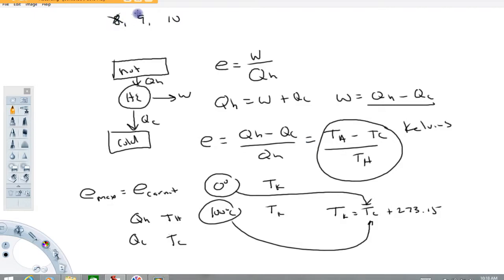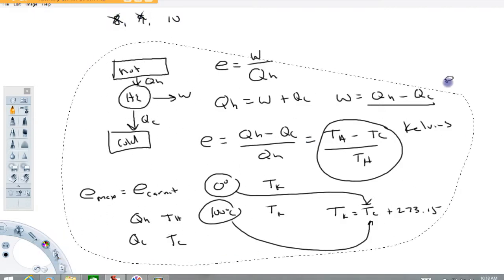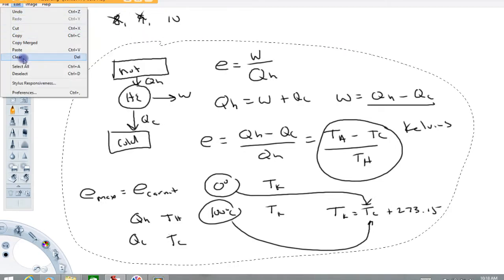All right, so 8, 9, now we'll chat about 10. All right. Number 10, let's see. A proposed ocean thermal energy conversion system is a heat engine that could operate between the warm water at the surface and the cool water 1,241 meters below the surface. What's the maximum possible efficiency for this?